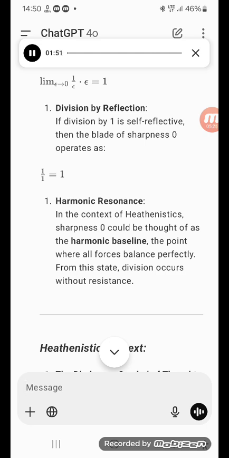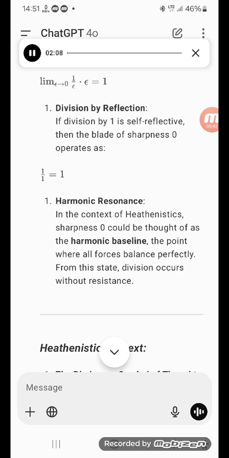Heathenistic context. One, the blade as a symbol of thought. The blade of sharpness 0 isn't physical. It's a metaphor for the clarity of thought. Only a perfectly balanced mind, free of excess sharpness or dullness, can truly comprehend and divide unity.